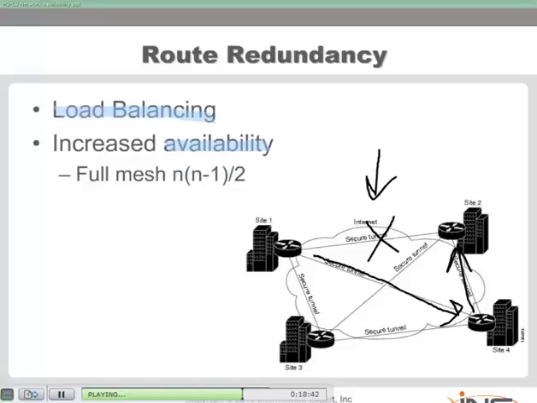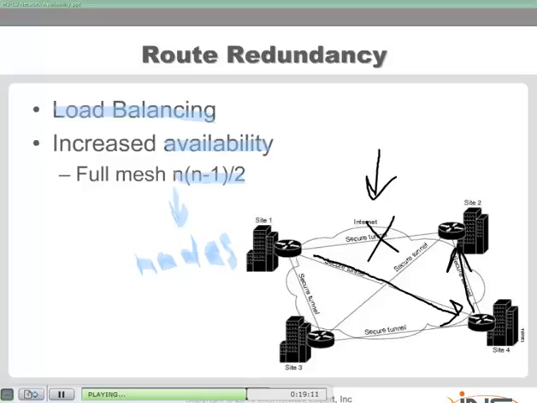You should memorize this formula for CCDA purposes. It's n times n minus 1 divided by 2. This is the number of circuits you have to create based on the number of nodes. So n is the number of nodes, and again, you'll have to go ahead and configure that many circuits based on the number of nodes that you have.